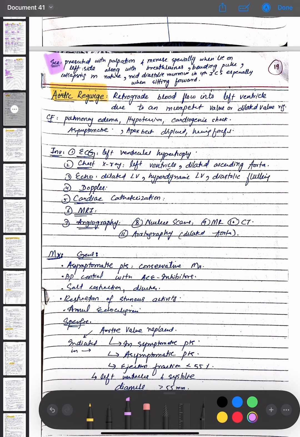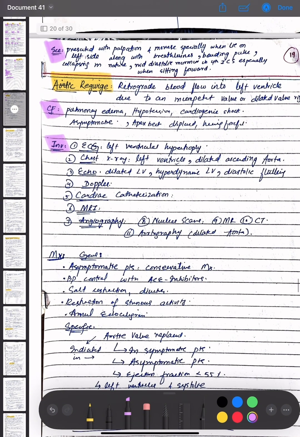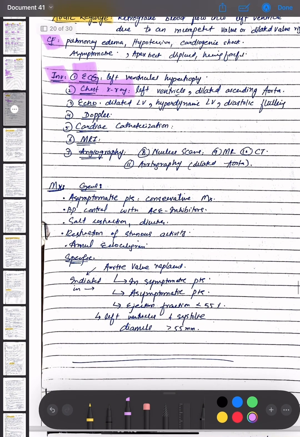The clinical features of aortic regurgitation are pulmonary edema, hypotension, cardiogenic shock, asymptomatic course, and the apex beat is displaced, heaving and forceful. The investigation options for aortic regurgitation are ECG, which shows left ventricular hypertrophy; chest X-ray, which shows a dilated left ventricle and ascending aorta; and echo, which shows a dilated, hyperdynamic left ventricle and diastolic fluttering, Doppler, cardiac catheterization, MRI, and angiography. Nuclear scans, MR and CT scans are done, and aortography, which shows a dilated aorta, is done.